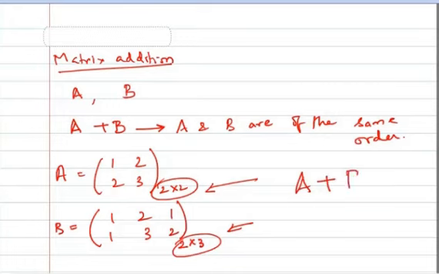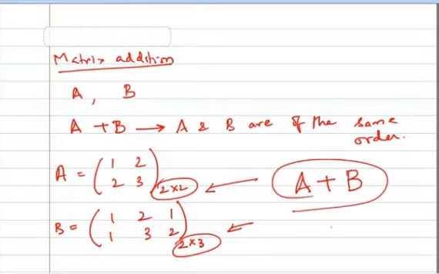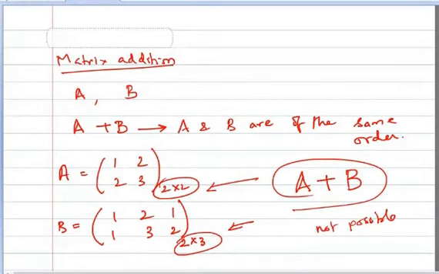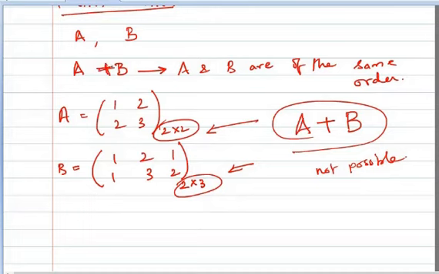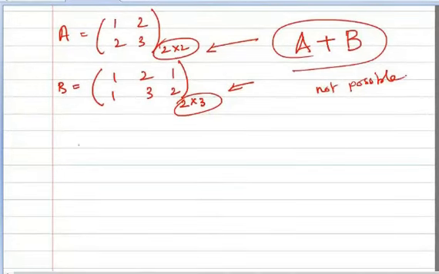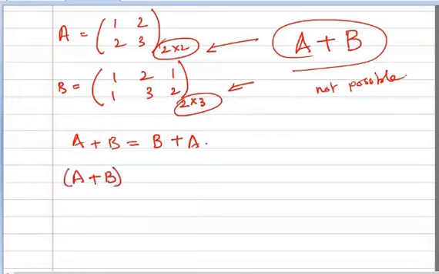So the addition of matrix A and B is not possible. A plus B is not possible. The addition of matrix A and B is possible only if A and B are of the same order. The matrix addition is commutative, that is A plus B will be equal to B plus A. Also the matrix addition is associative, that is if A plus B is added with the matrix C, this will give you A plus B plus C.